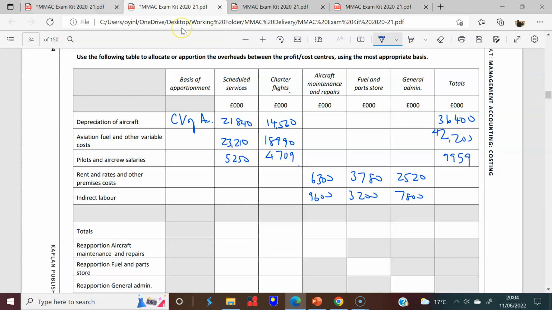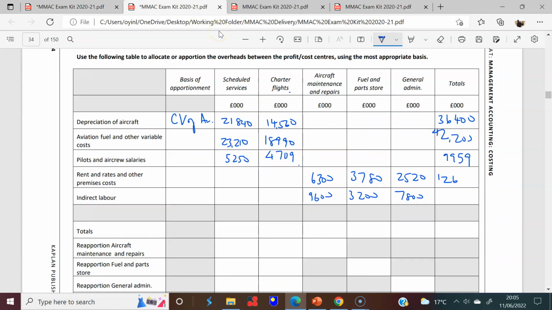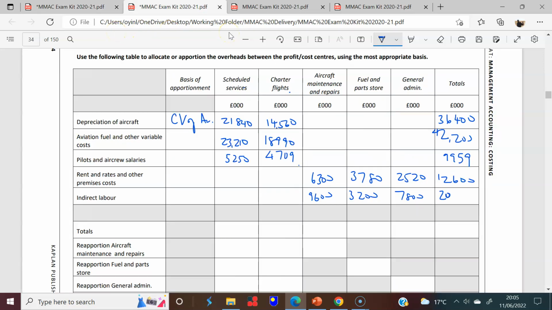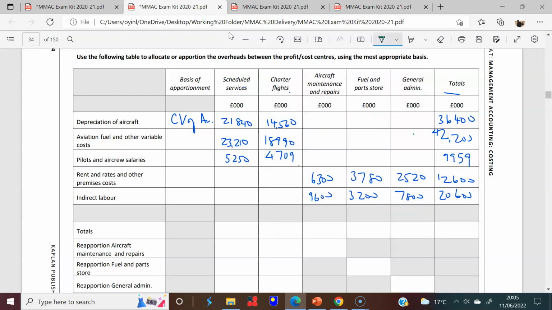And then with the rents, we know what the rents are. 12,600. And we know with indirect labor, we know that's 20,600. So we know what these are now, 20,600. These are all totals, of course. So now we need to add vertically, downwards. I'll use a different pen color. Let's go with green.